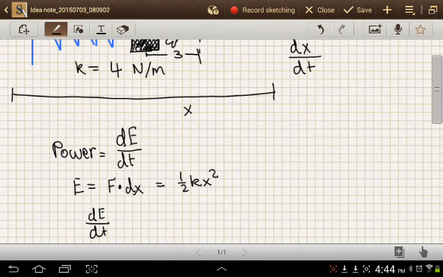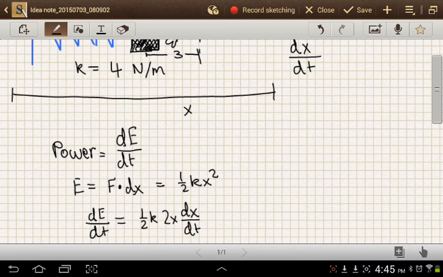So let's do that. We differentiate both sides, so we'd get dE/dt is equal to half k. Now here's the tricky part. We have x squared, but we're differentiating with respect to time, not with respect to x. So essentially this is a chain rule problem. x itself is a function of time. So what we'd get is 2x, and now we differentiate for x, giving us dx/dt.